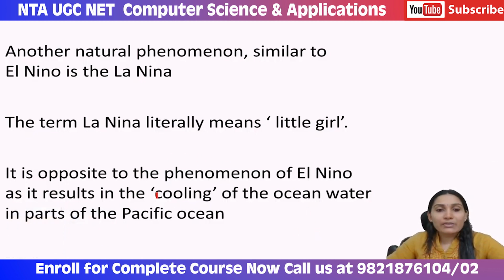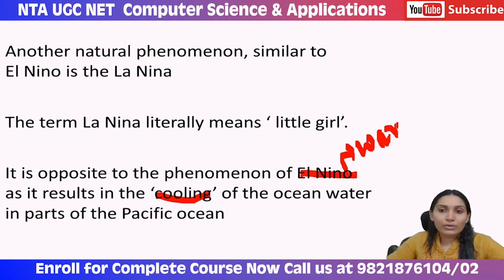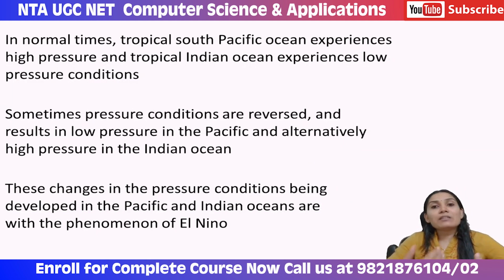Why? Because it results in cooling, whereas El Nino results in warming of the temperature of the ocean waters. So, during El Nino, the surface ocean waters will warm, whereas in case of La Nina, it cools down. So, cooling or reduction in the temperature. This is La Nina. Now, what happens in the normal time?